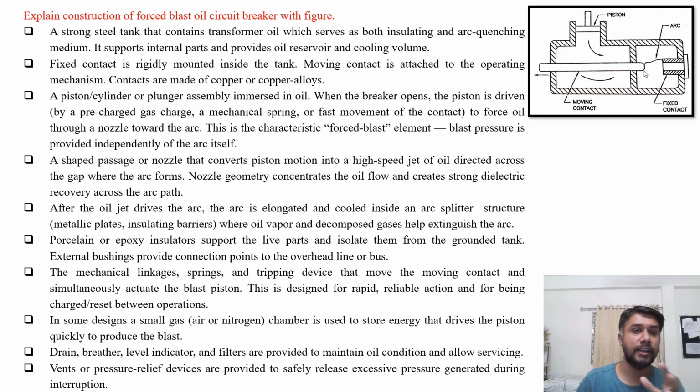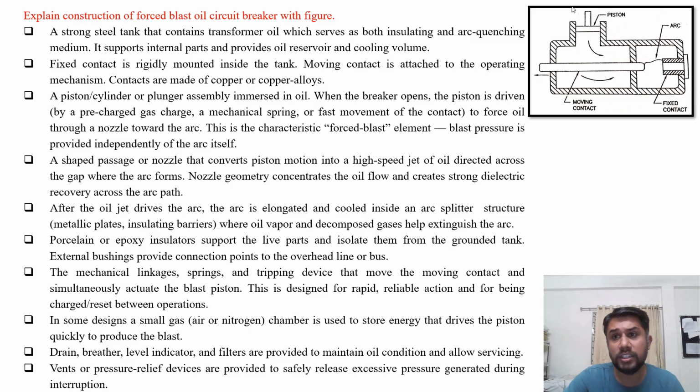A piston or cylinder or plunger assembly is immersed in the oil. Now when the breaker opens, the piston is driven by a pre-charged gas charge or a mechanical spring or a fast movement of the contact itself to force oil through a nozzle towards the arc. So when this contact separates, this is the opening from where the oil is immersed. This is the characteristic forced blast element, meaning the blast pressure is provided independently of the arc itself due to this piston arrangement, the piston movement available here.